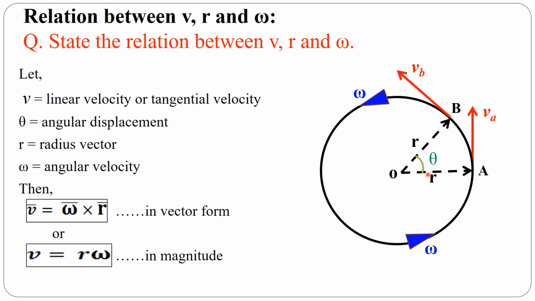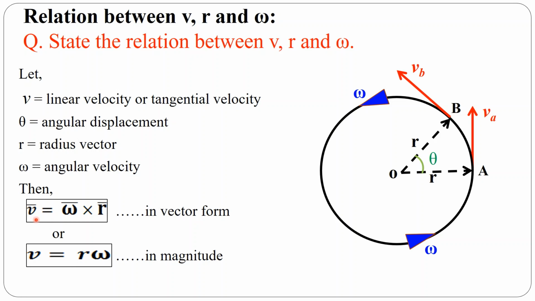The next quantity is theta. Theta is called angular displacement. When the particle moves from position A to position B, the angle subtended by the radius vector is the angular displacement. R is the radius vector and omega is the angular velocity. So what is the relation between VA and omega? That is v = r omega. That derivation we already discussed in 11th standard. Here we only state the expression, v = r omega.